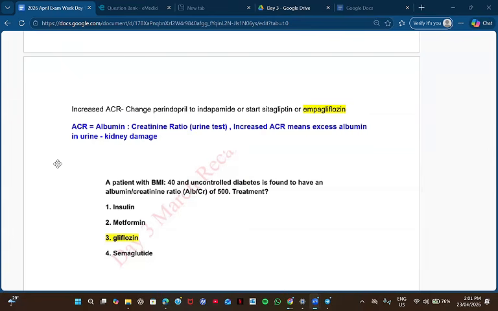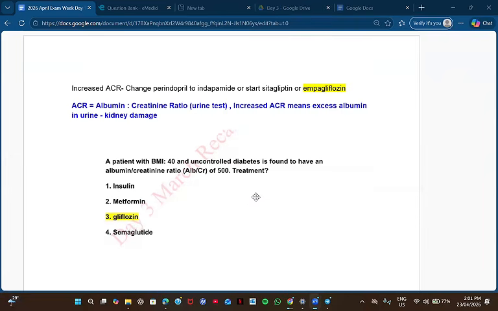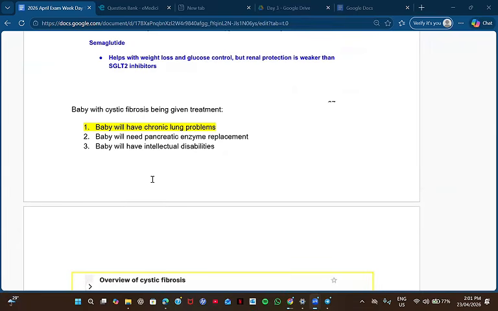Anyway, we have to continue perindopril. That is the thing. No need to change it if the patient is already tolerating perindopril. So I think the question is the same: increased ACR with uncontrolled diabetes. So we can go with empagliflozin, right? I hope you understand what I'm saying. You can have a look from this question. Yes, right. So don't worry, later we'll get a good question.